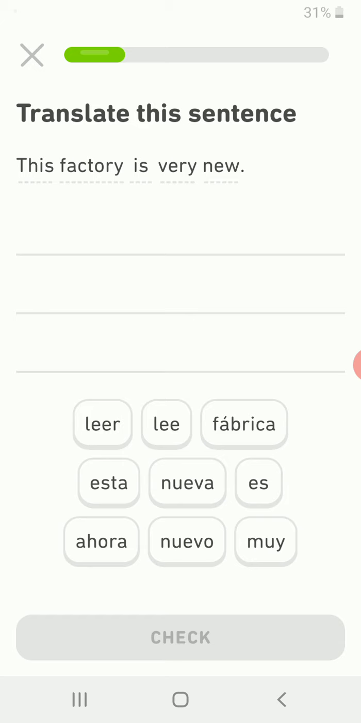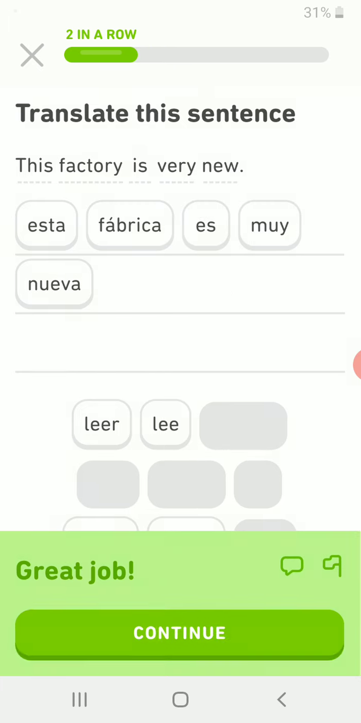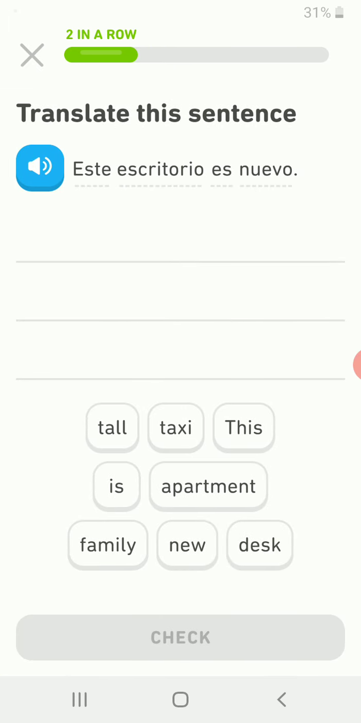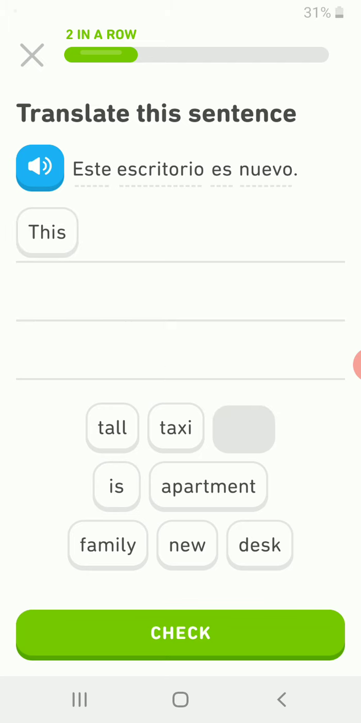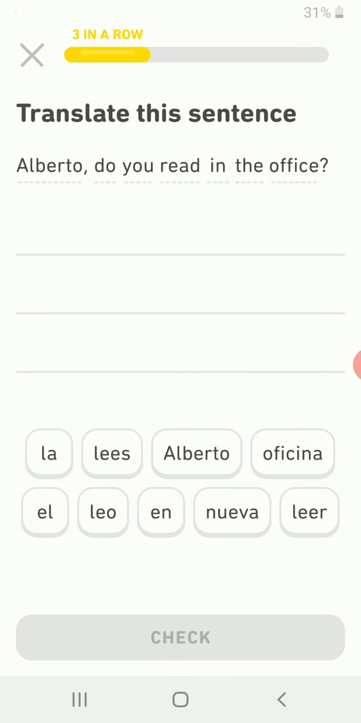So this factory is very new. Esta fábrica es muy nueva. So how do you say new? Nueva. Este escritorio es nuevo. Este escritorio, the desk, is new. This desk is new. Nothing difficult.